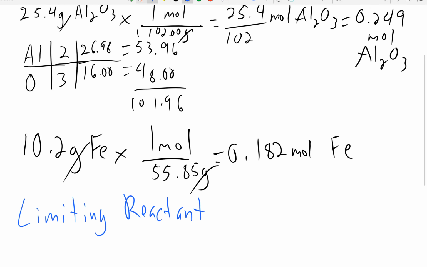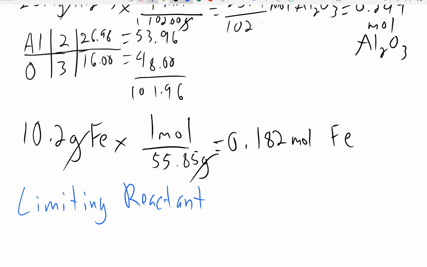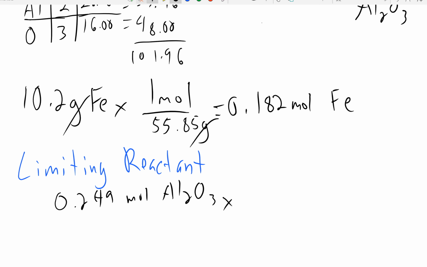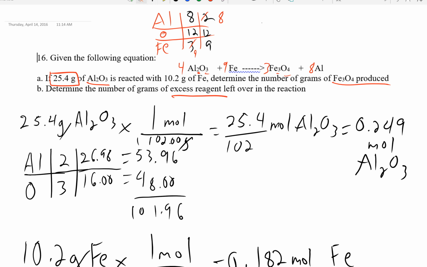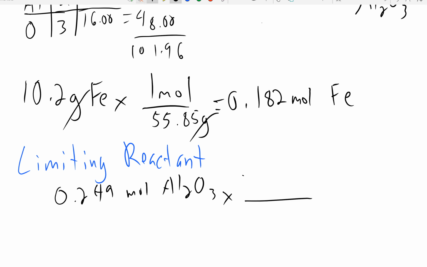So we start with 0.249 moles of Al2O3 times the molar ratio between Al2O3 of 4 and 3, okay? For every 3 moles of Fe3O4, we have 4 moles of Al2O3. And that's going to give us, we'll do that math in a second.